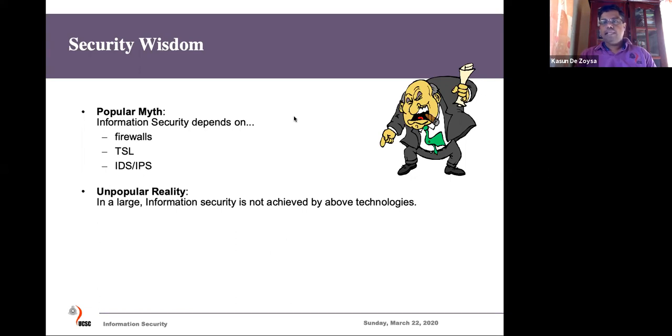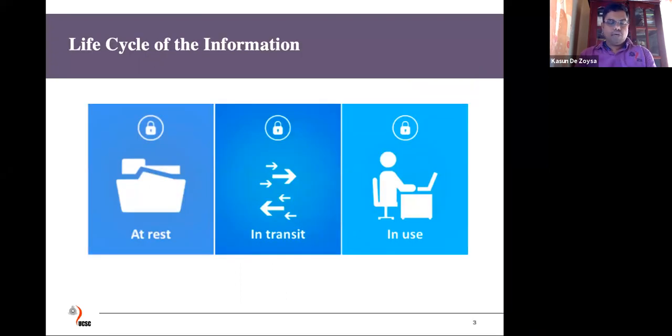At the end of this lecture, I want to give you a feeling that we are heavily using email, but we don't concentrate on the security part of it. Why do I say so? In the life cycle of the information, our information may enter three stages: what we call information at rest, information in transit, and information in use.